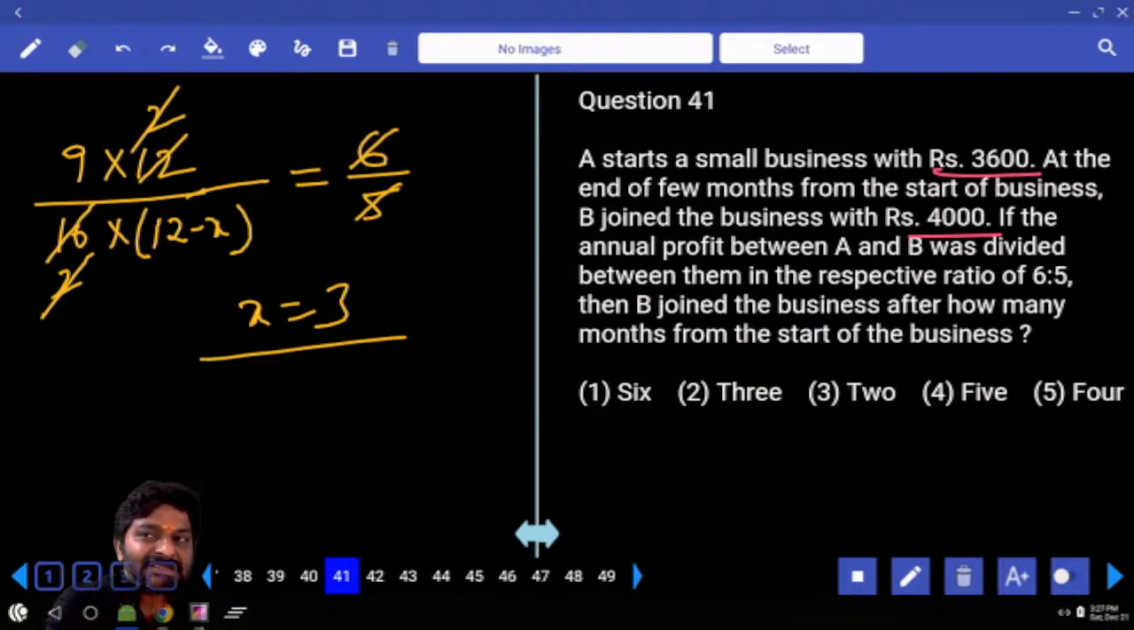Whatever is asked in the question, you start taking that fellow as X. Question is after how many months B joined. So assume he is joined after X months. So he will be there in the business for 12 minus X.